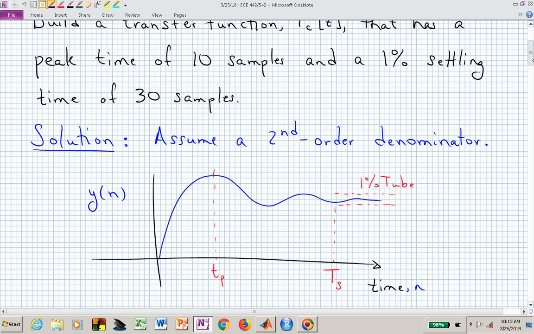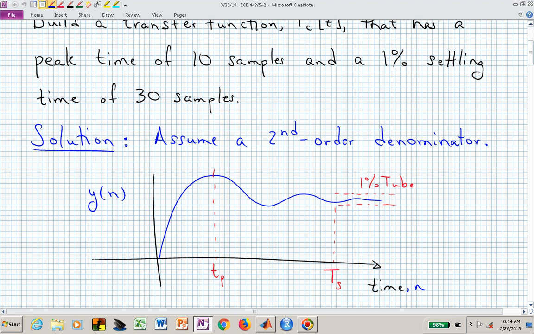This is the picture that you should be seeing, this graphic of the output response y of n versus time. You can see that it peaks for the first time, and we call that T sub p, the time that it peaks. Then it enters this 1% tube and stays there. That 1% tube is 1% away from its final value on either side. When it gets into that tube and never leaves, that's when we call it the settling time, capital T sub S.